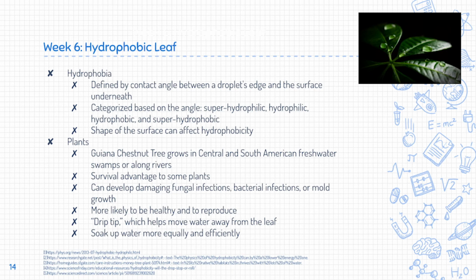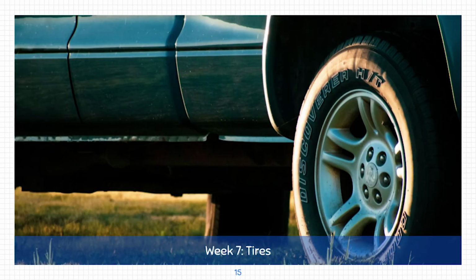Therefore, plants that can keep their leaves dry and clean are more likely to be healthy and reproduce. To help them do so, some plants have a structure called a drip tip, which helps drain water away from the leaf. This helps decrease rainfall interception and increase throughfall to the soil. It allows plants to soak up water more equally and efficiently, allowing for the survival of more plants and plant species in these climates.